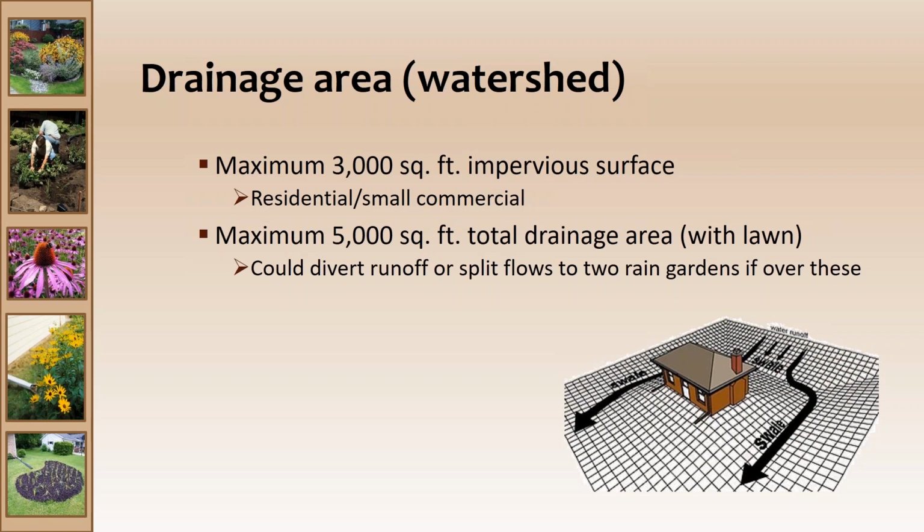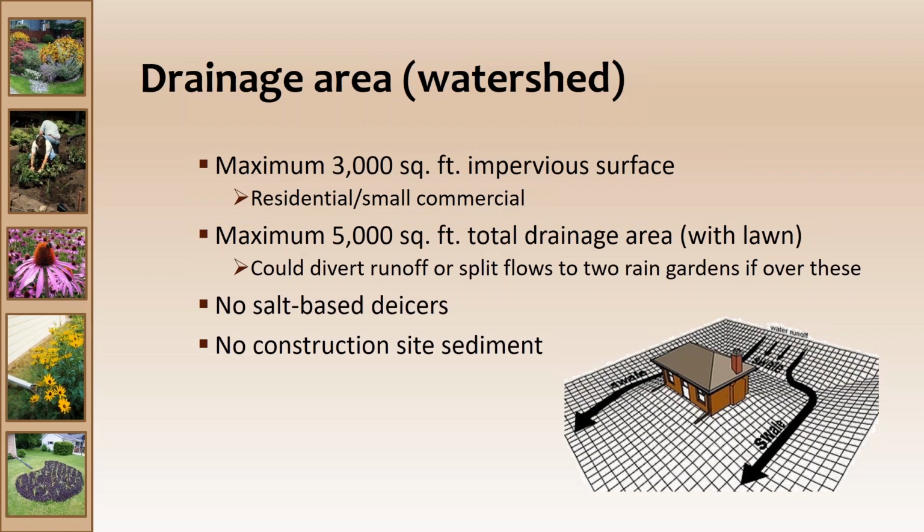So it's important to know where all the drainage goes on the property where you're locating the rain garden. If there's a swale in the back, if there's runoff coming in from the adjacent lots and that kind of thing, you can divert the flows from those kinds of areas, or you could even split the rain garden into different cells if needed, just to stay under these maximums. And again, the drainage area should not have salt-based deicers or any construction site sediment going on in it.